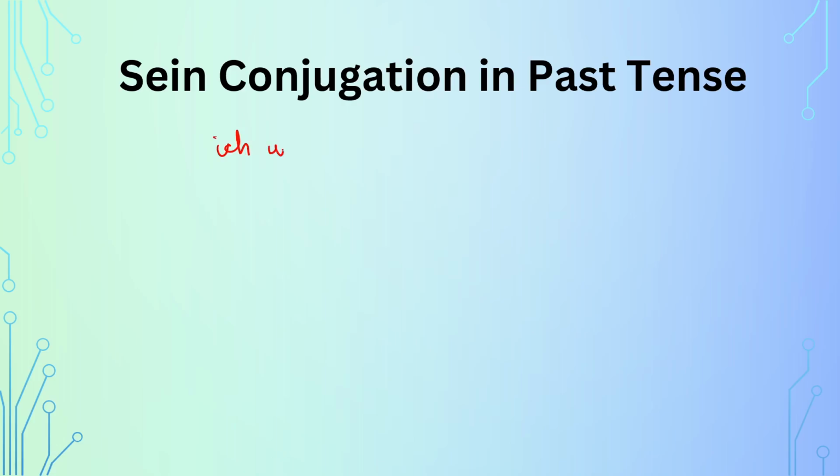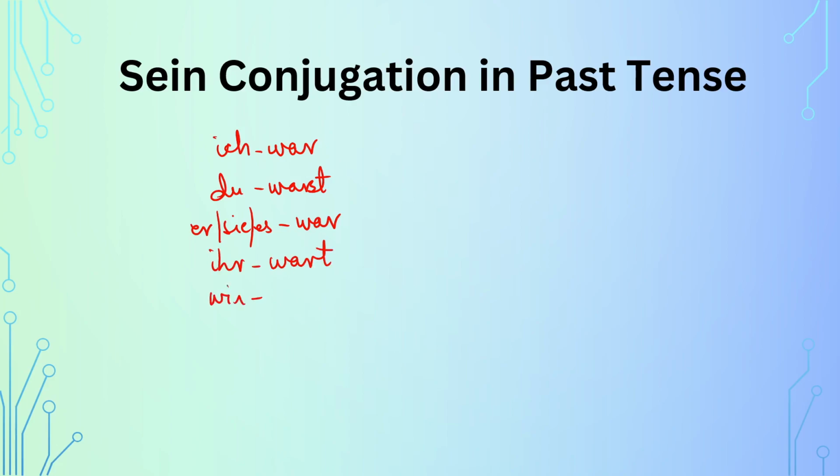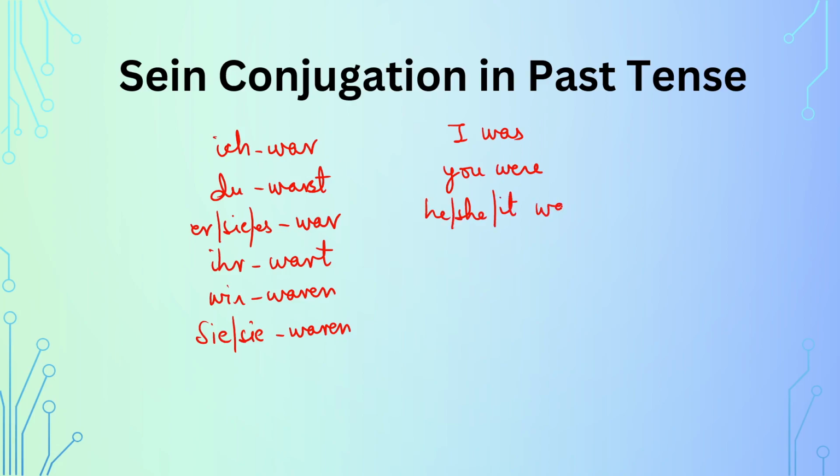Ich war, du warst, er, sie, es war, ihr wart, wir waren, sie waren, which means I was, you were, he, she and it was.